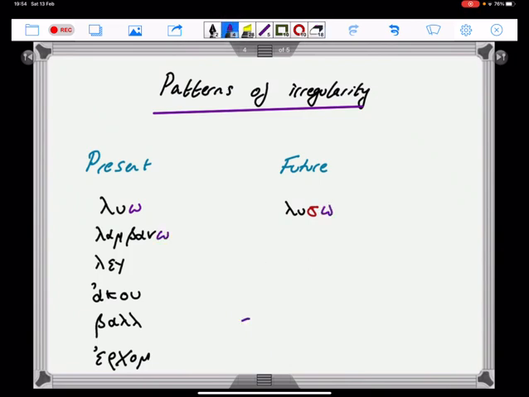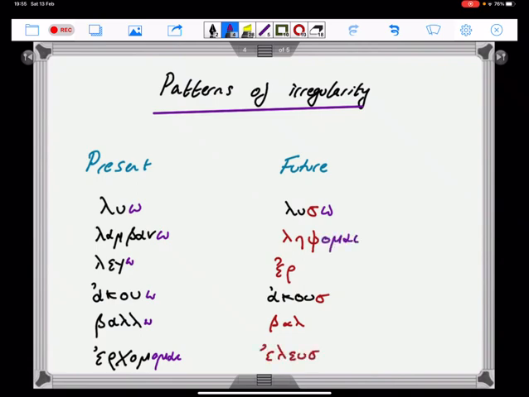But let's look at another few verbs. Lambano, lego, akouo, ballo, erchomai. Lambano changes its stem to lēps. Lego changes its stem to er. Akouo keeps the akou bit and the sigma, but is different for other reasons we shall come to. Ballo has a shortened stem, and erchomai has a different stem. Lēpsomai, ero, akousomai, balo, eleusomai.